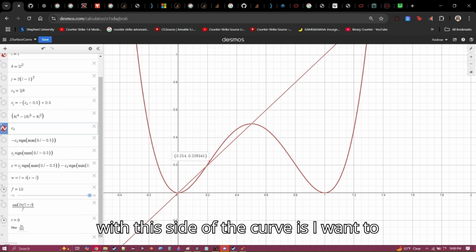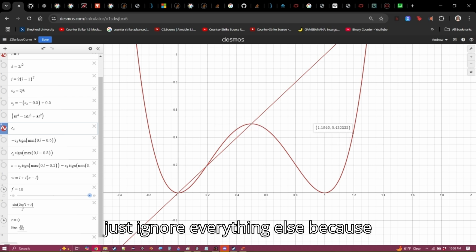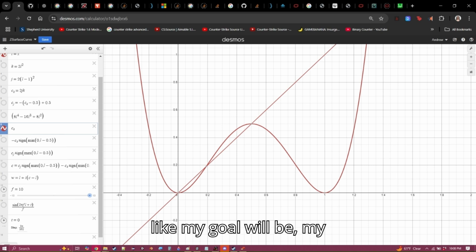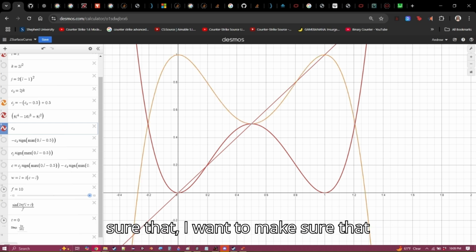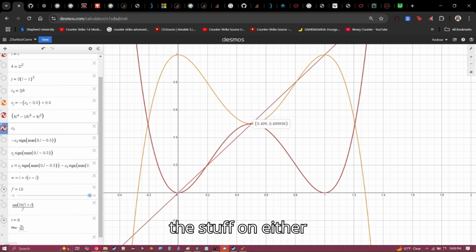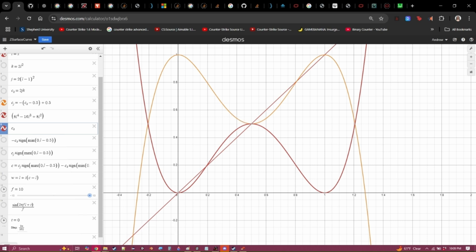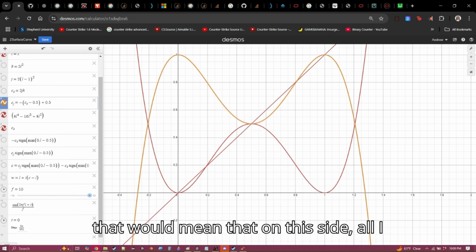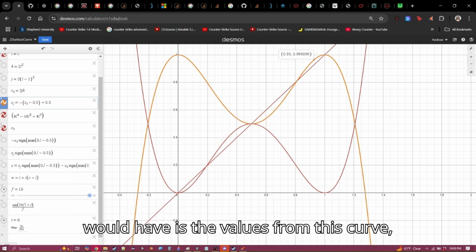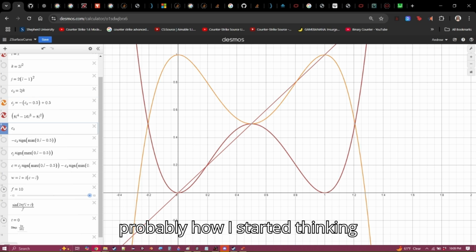So basically, what I want to do with this side of the curve is do all of this, and then as soon as we hit 0.5, just ignore everything else. Because my ultimate goal will be to combine these two curves, most likely add them together in some way. And when I add them together, I want to make sure that the stuff on either side, that corresponds to the parts that I don't want, won't affect the other curve. So if everything on this side of the 0.5 on this curve was 0, and I added it to this curve, that would mean that on this side, all I would have is the values from this curve, because 0 added to this curve is just this curve. So yeah, that's probably how I started thinking there.